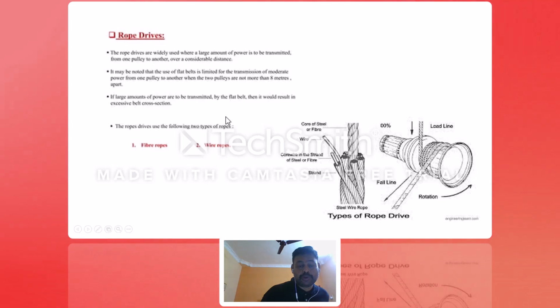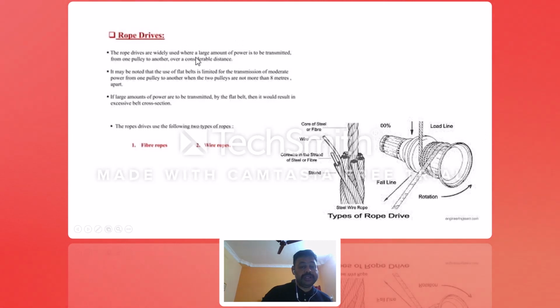Next, I am coming to the rope drive. I think you may have seen a well used to take water out. Right, in my school days, I have seen this kind of taking water from the well by using a rope. Here you have a pulley, putting the rope into the pulley, and we are pulling. When compared to the conventional way of taking water, this way we can reduce the effort.